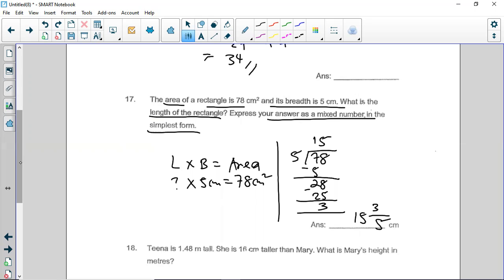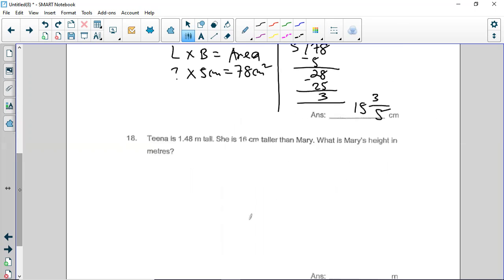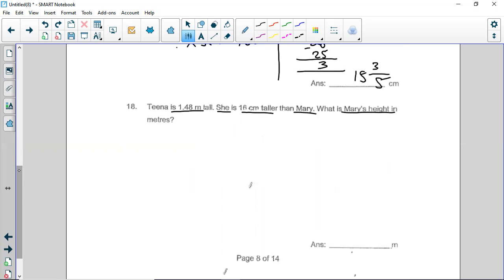Okay, all right, question 18. Tina is 1.48 meters tall and she is 16 cm taller than Mary. So what is Mary's height? Now you cannot take 1.48 meter minus 16 centimeter because they are not the same units. You have to change them to be the same unit. So you look at the answer. The answer is in meters, right? It's in meters. So I would like to change the 16 cm into meters.